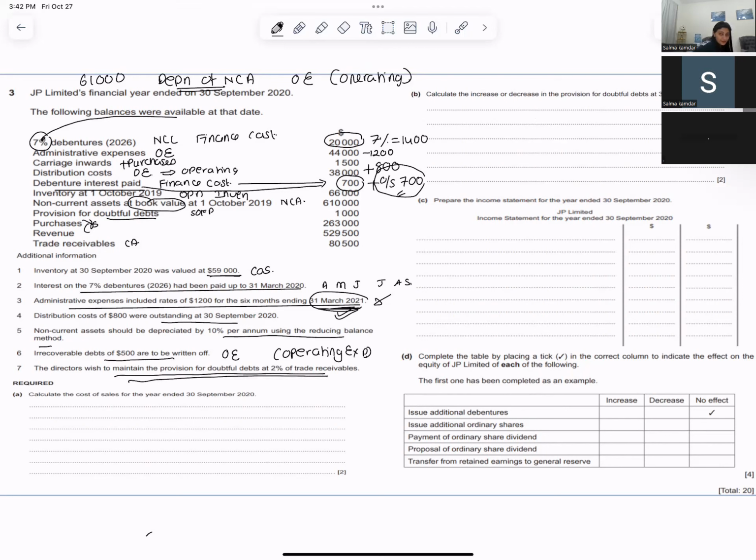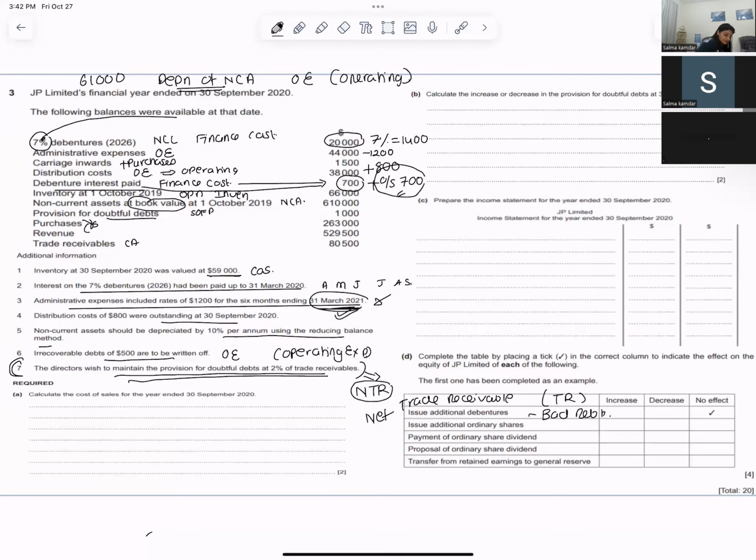A 2% provision for doubtful debts is to be maintained on trade receivables. Provision for doubtful debts is created as a percentage of NTR, net trade receivables. And how do you get your net trade receivables? Trade receivables minus bad debts. So I have done all my adjustments.